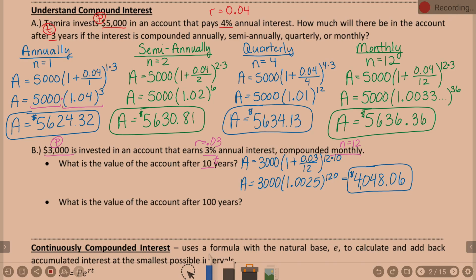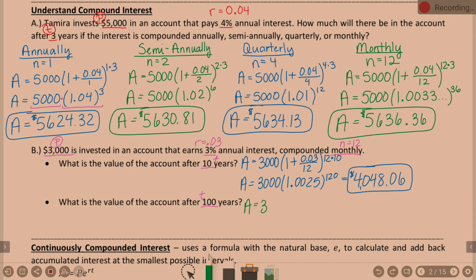Okay. What's B change up? 100 years. What is the value of the account after 100 years? And so now T is 100. What are we expecting about this answer? Is this answer going to grow? Yeah. You just started with $3,000 and you let it set for 10 years. Notice your balance is at $4,000, so you earned over $1,000 if you just let it set for 10 years. Let's see what happens if we take that $3,000 and let it set for 100 years.